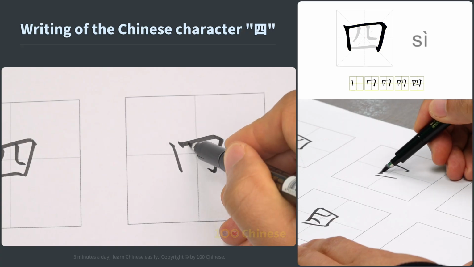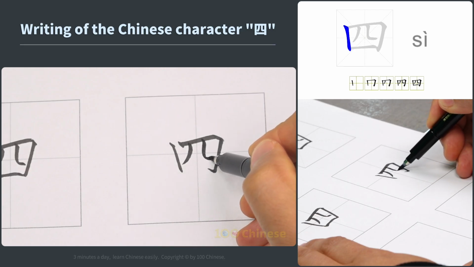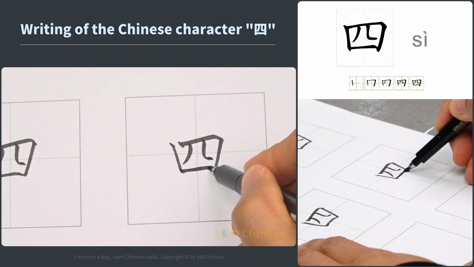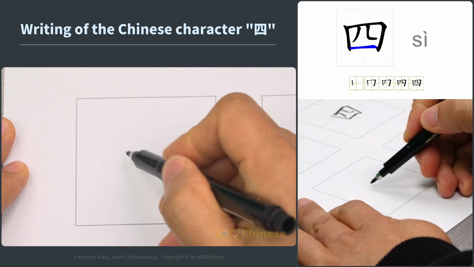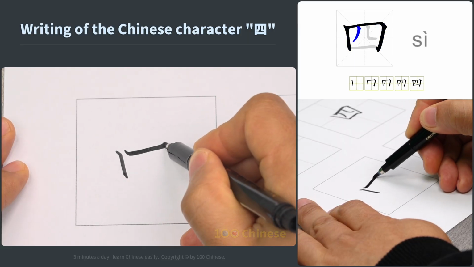In Chinese, this character is not just a number, it also represents space, time, and stability. For example, the 4 seasons and the 4 directions. That is why the character looks square and upright, symbolizing stability, order, and completeness.